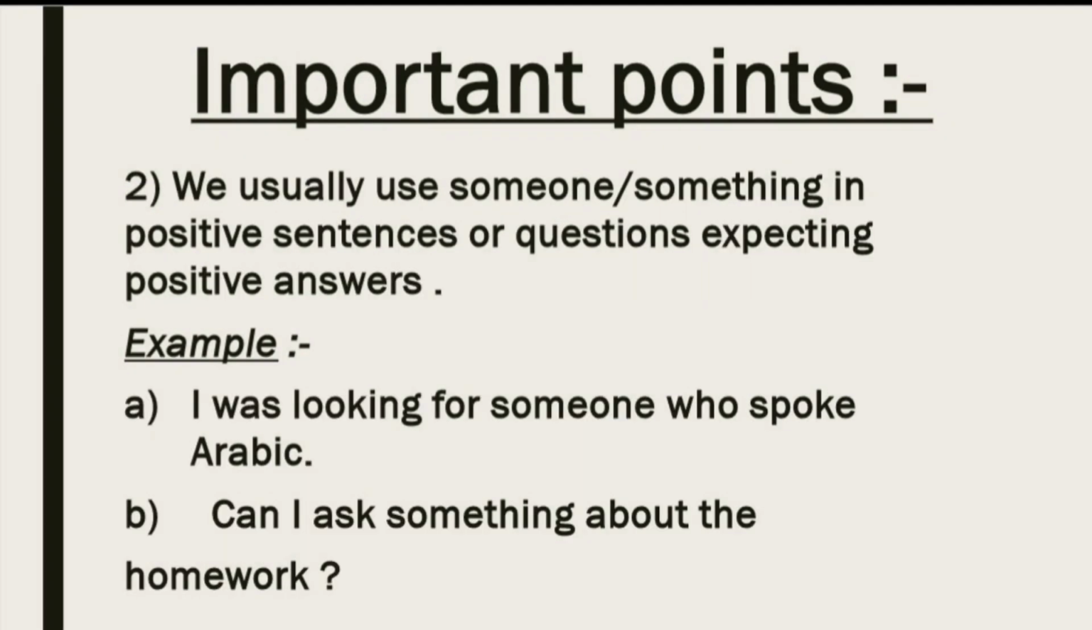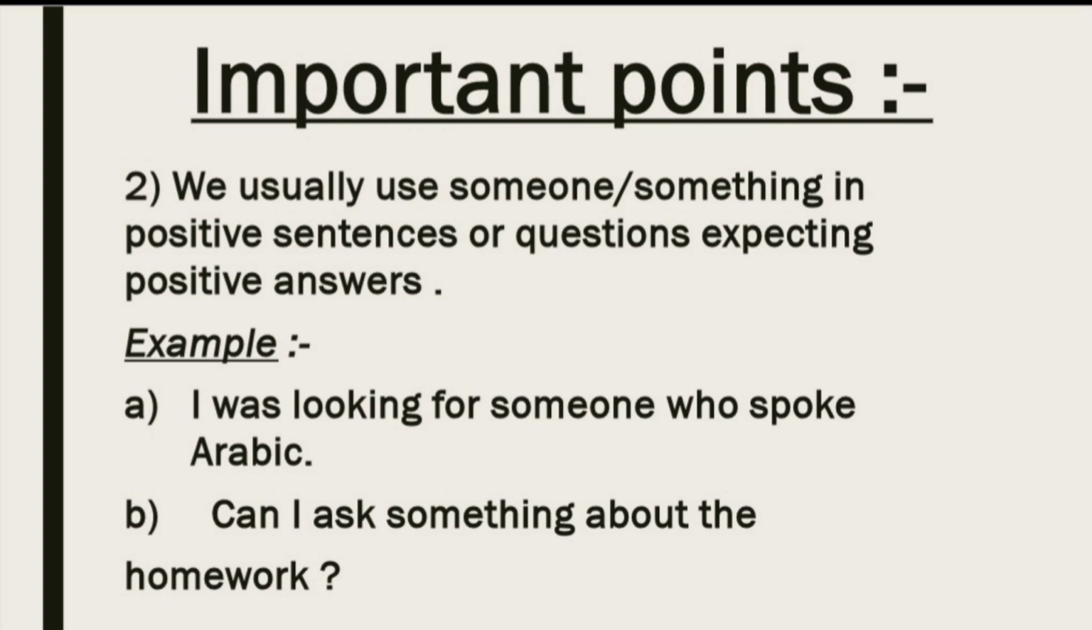The second point that should be taken care of is, we usually use someone or something. Someone means a person that we don't know, something means a thing that we don't know about. They are used in positive sentences or questions expecting a positive answer. Have a look at these examples here.